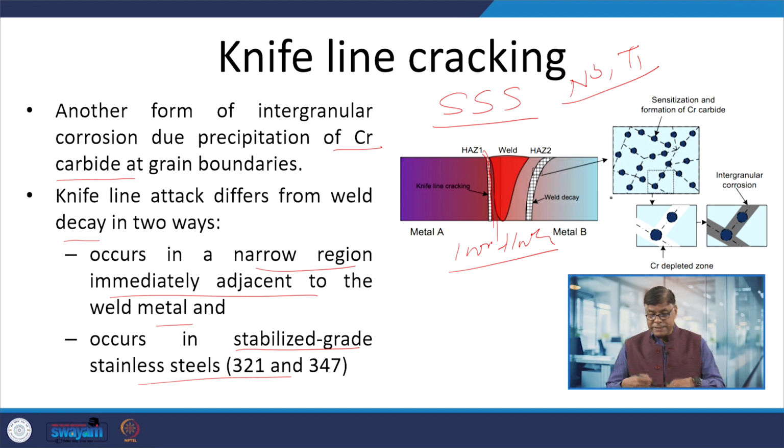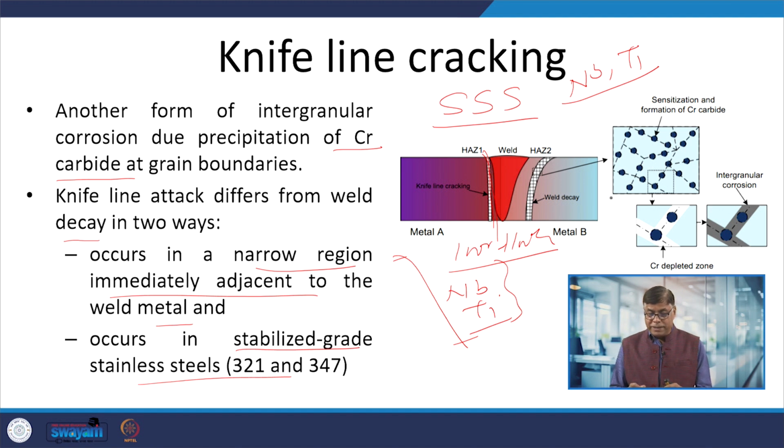Because when the steel is heated, everything gets dissolved. But on cooling, since these elements have very strong affinity with the carbon, even in the short time they are not able to form the chromium carbide. So, what will be happening? Wherever the niobium and titanium are there, they will not allow the formation of the chromium carbide, but the carbon will be left as it is.